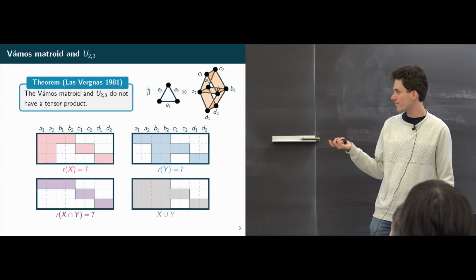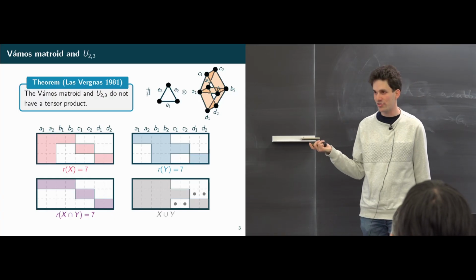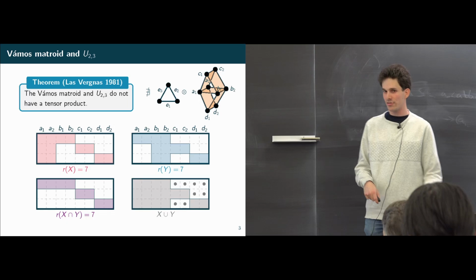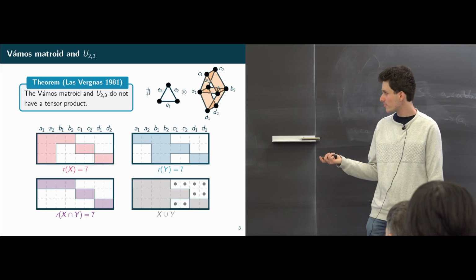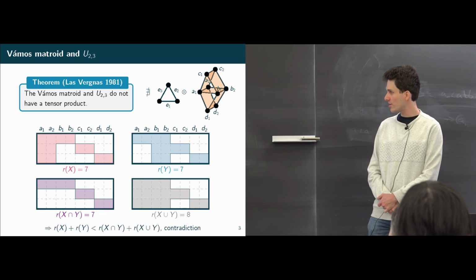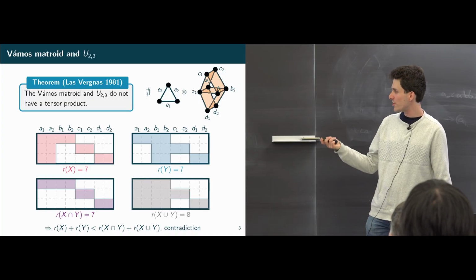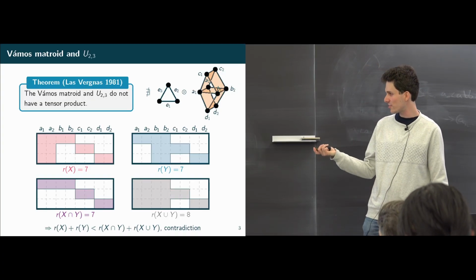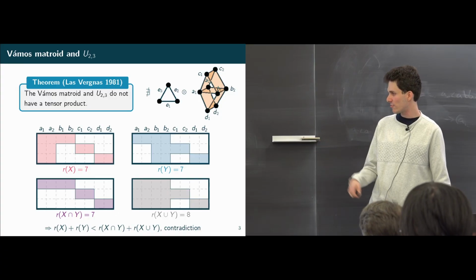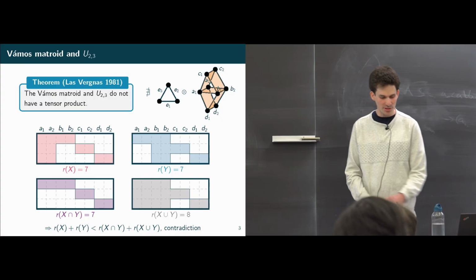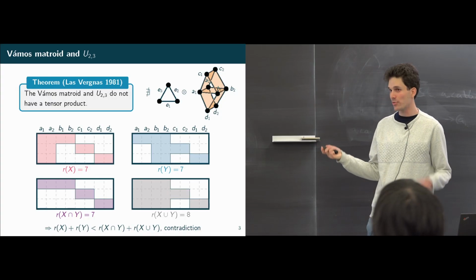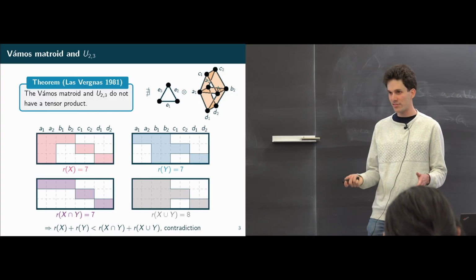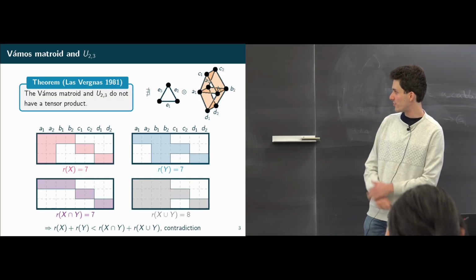And for the union, it's easy to see that it generates everything, because we include lots of elements from the second and third row, and then we generate the last 3 columns. So this is a proof that it's not a matrix, because we concluded that there are sets X and Y such that they have rank 7, the intersection also has rank 7, but the union has rank 8, and this contradicts submodularity.